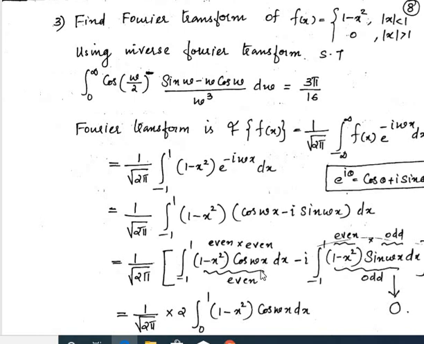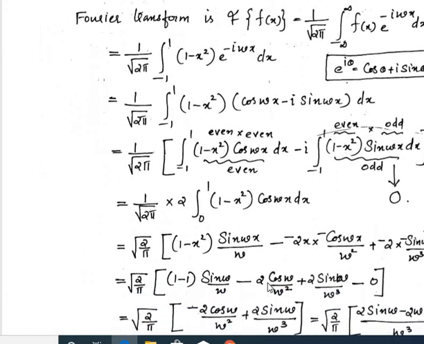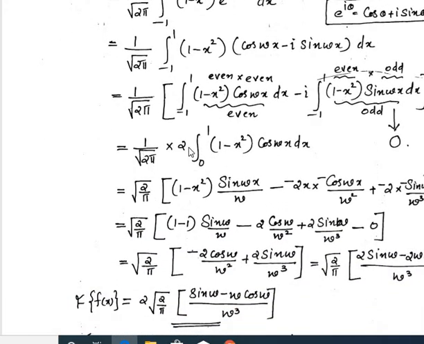As I have explained earlier in the previous semester, 1 minus x square is an even function, and cos is an even function. So taking even as plus, plus into plus is again plus, so totally it is even. And here 1 minus x square is even, and sin is an odd function. So taking even as plus and odd as minus, totally it is an odd function. And if the given function is odd, by the integral property the value is equal to 0, and this one is 2 times the integral from 0 to 1 of (1 minus x square) cos omega x dx. So this 2 and root 2 will cancel, and we write root 2 by pi.